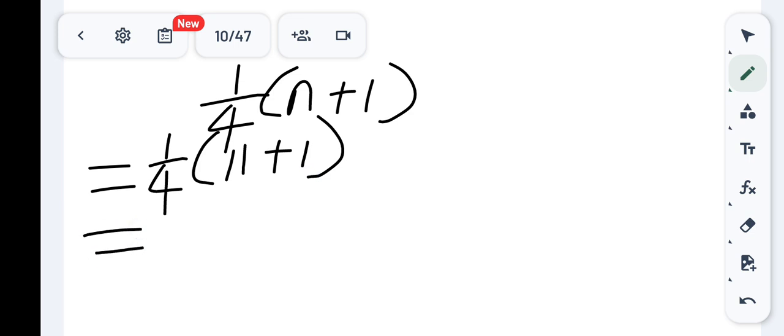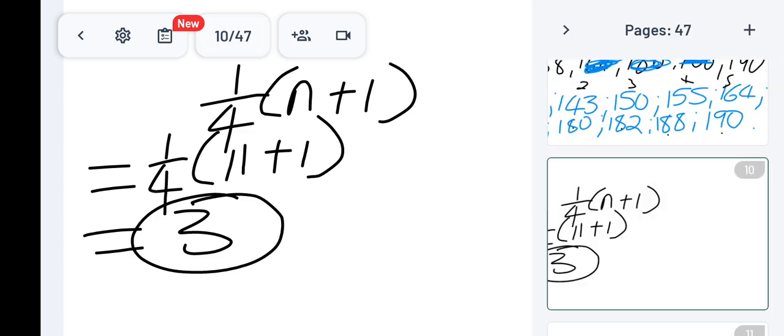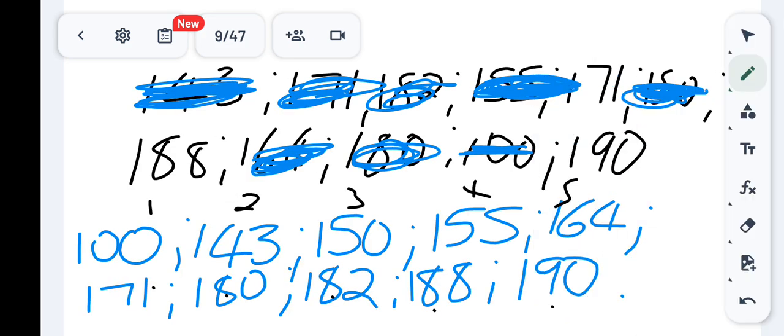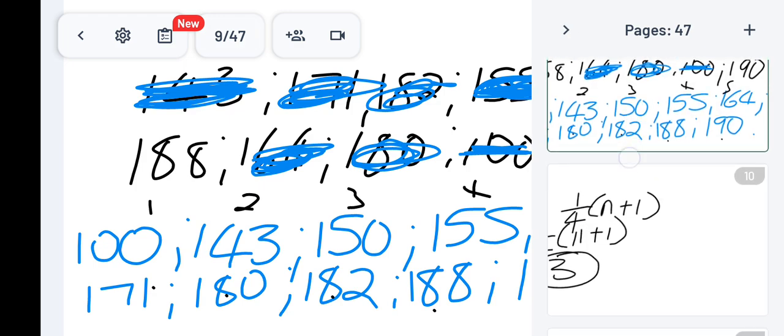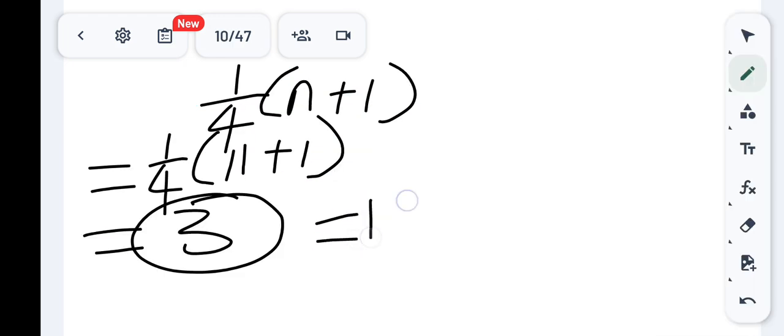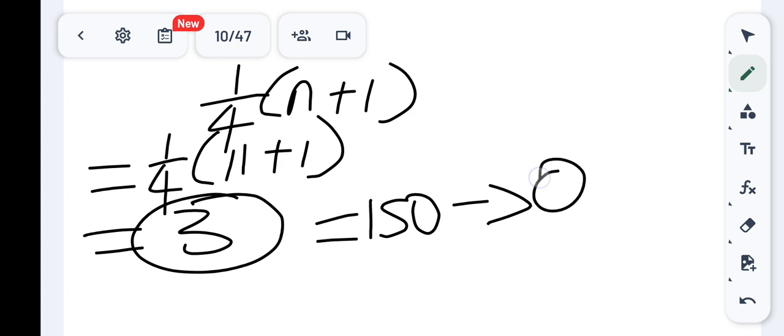Remember, we're trying to find the lower quartile, so that is 1 over 4 into 11 plus 1, which is 3. So what is this 3? It is the position. At position number 3 we have the lower quartile: 1, 2, 3. As you can see, 150 is our lower quartile. I know we got 150 initially as our median, but that was totally wrong because our data was not arranged in ascending order. So 150 is our lower quartile, which is Q1.